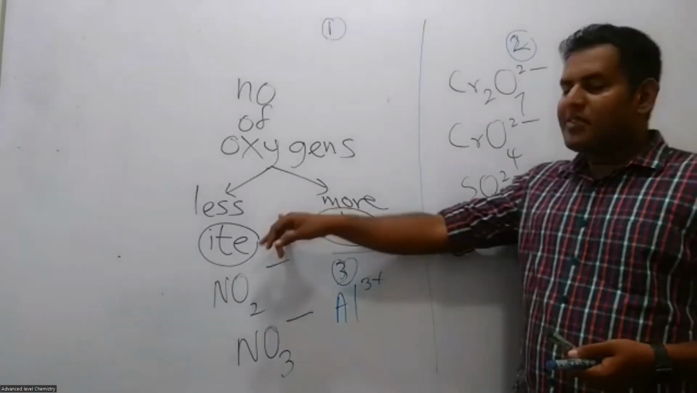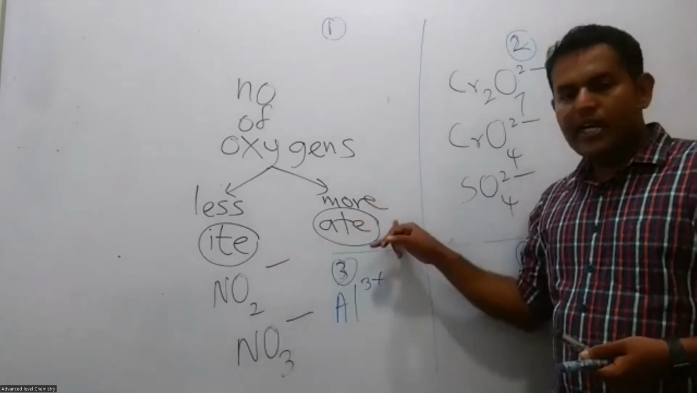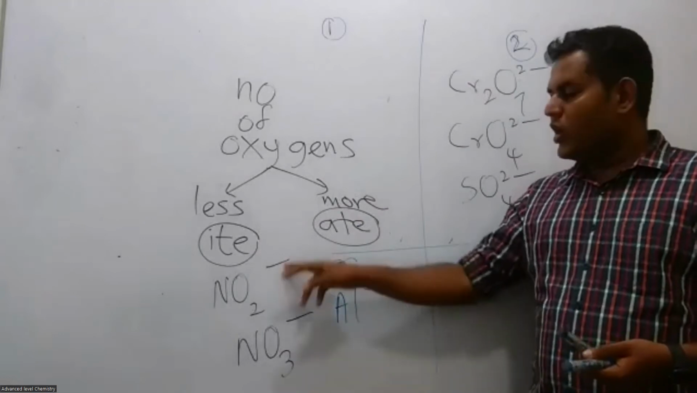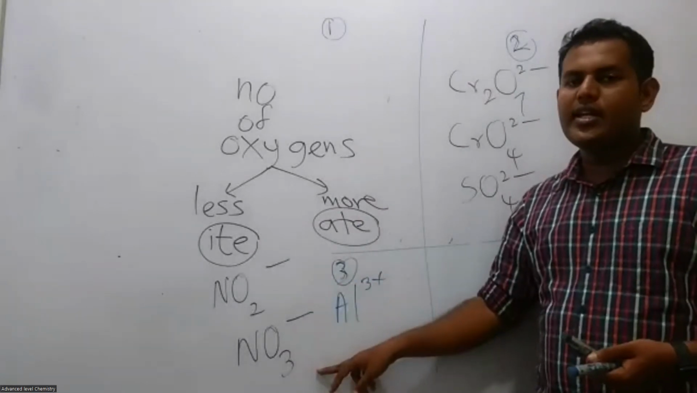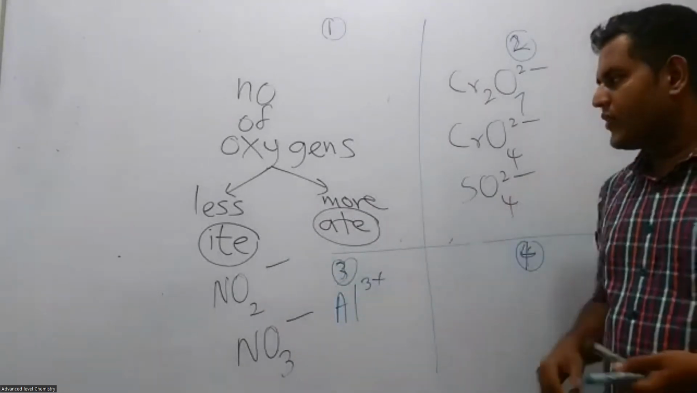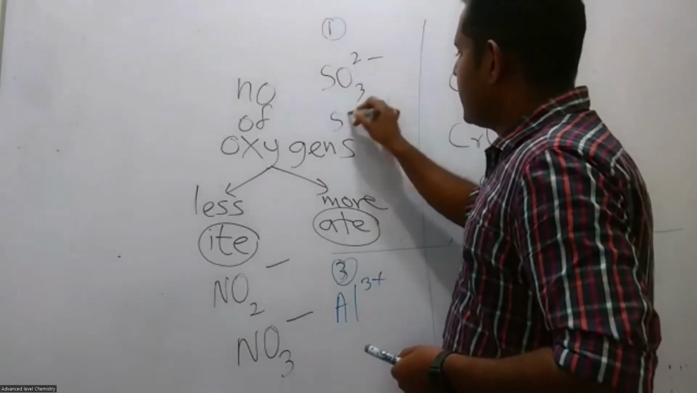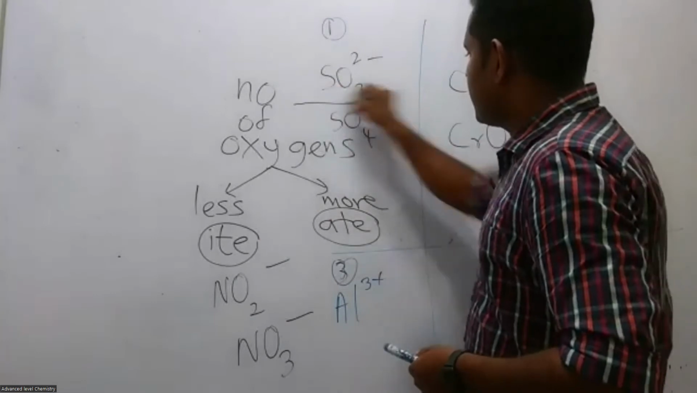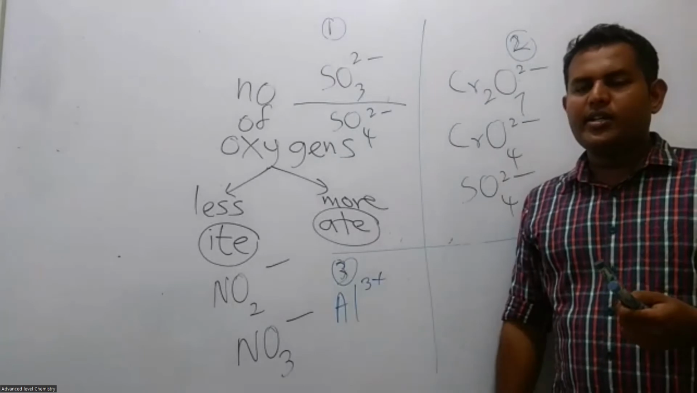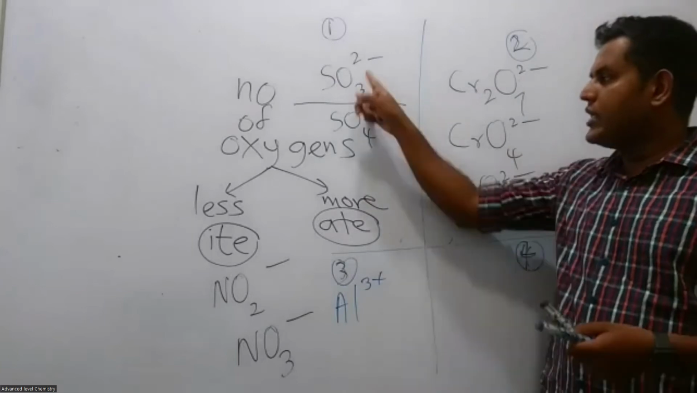So nitrite means NO2 minus, fewer oxygens. Nitrate means NO3 minus, more oxygens. In A levels, if you have mixed them up, now you can understand: 2 oxygens ite, 3 oxygens ate. Shall I ask another question? SO3 2 minus and SO4 2 minus. Which one is sulfite, and which one is sulfate?